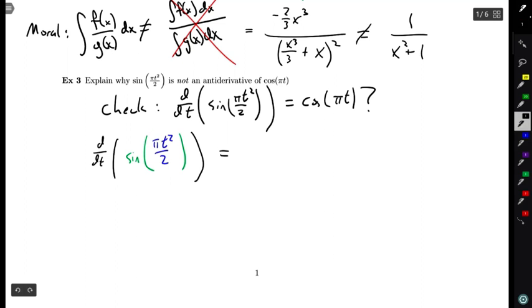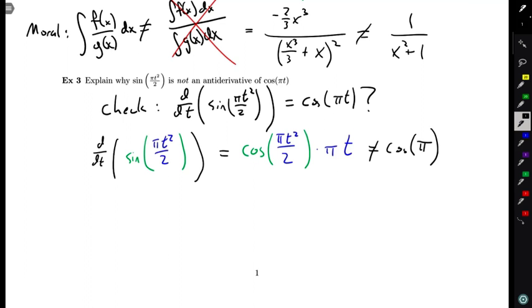So if I'm taking the derivative, we remember that the chain rule says take the derivative of the outside, leave the inside function there, and then multiply by the derivative of the inside. Walking through those steps, the derivative of sine we know to be cosine. We leave the inside function there, so that's pi t squared over 2. Now we multiply by the derivative of the inside function, and the derivative of pi t squared over 2 is just pi t. So again, we see that this is not equal to cosine of pi t.